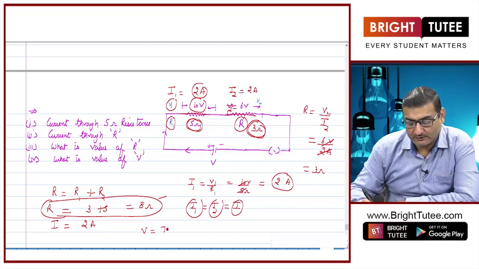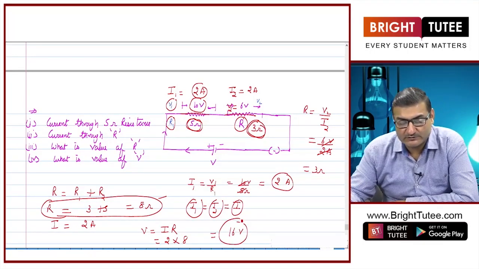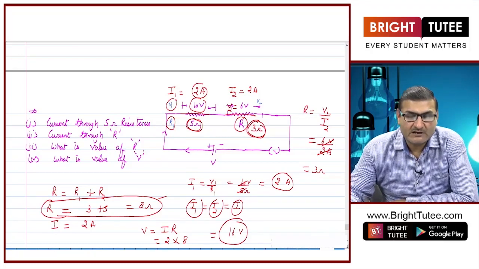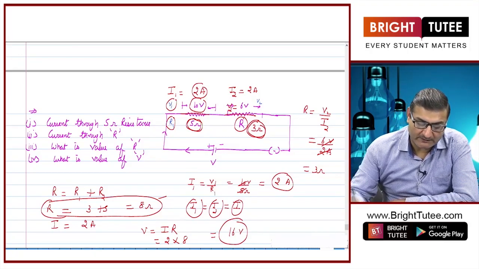V is equal to IR. I is 2 amperes, R is 8 ohms, comes out to be 16 volts. Got it? Now, see what all we have calculated one by one.